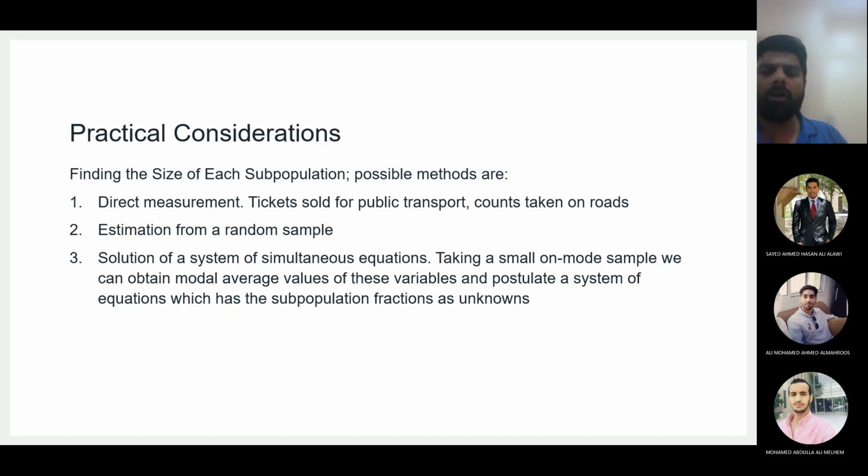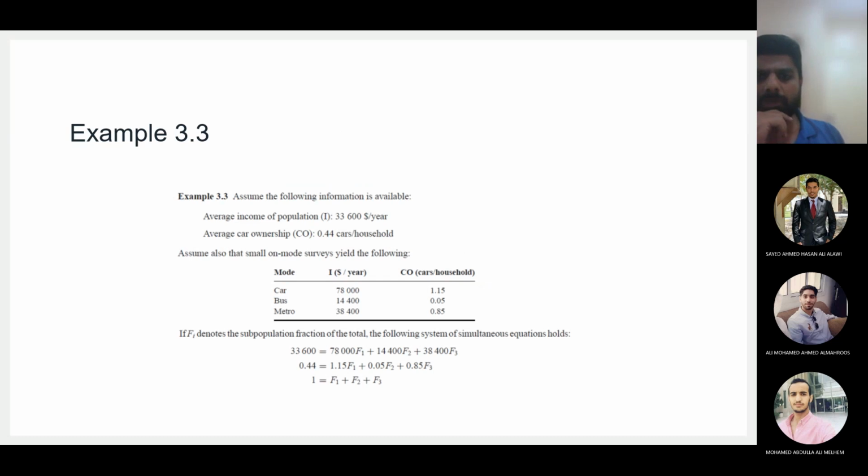Okay, or you can solve a system of simultaneous equations. You take a small on mode sample, and then you can obtain modal averages. And you can develop a set of equations which will give you the subpopulation fractions. So again, it also requires a small sample which is collected for each mode, and then you do the rest of the calculation. And this is what you can see in this example as well.